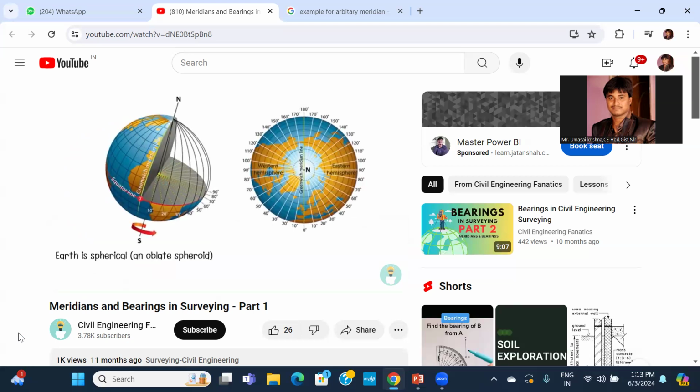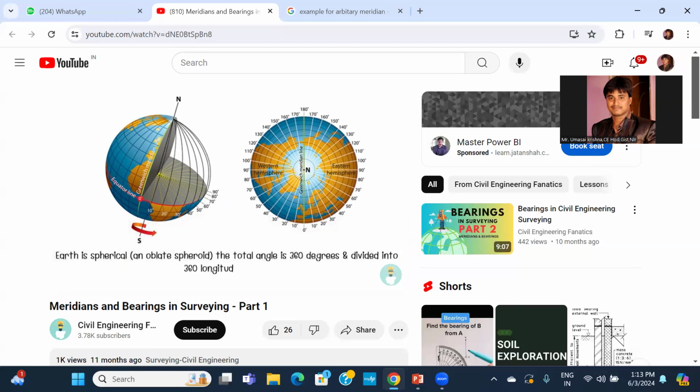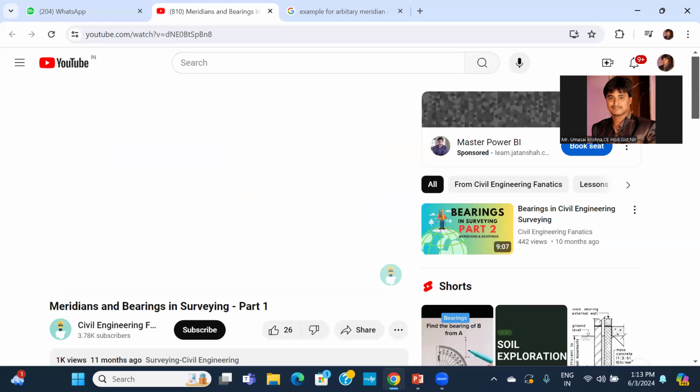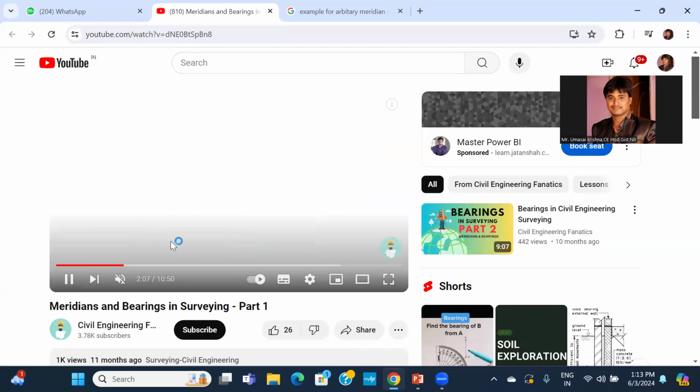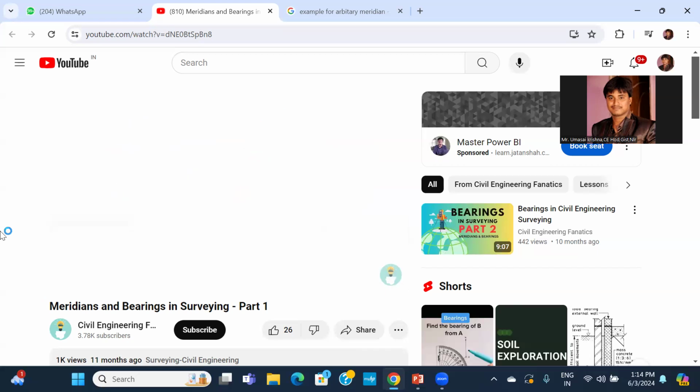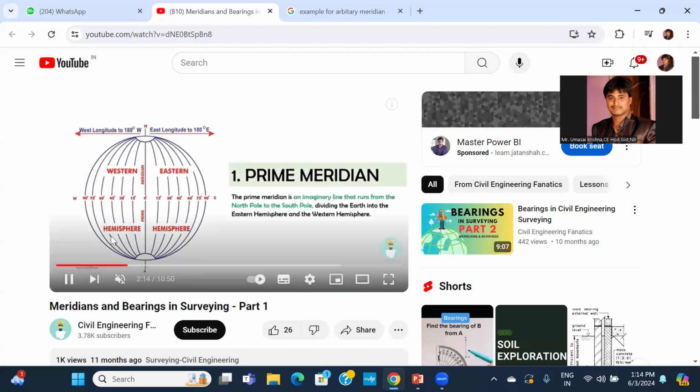Here the total angle is 360 degrees. Dividing it, each longitude is 1 degree, so the total angle is 360 degrees and there are 360 longitudinal lines. Now we'll see the types of meridians.